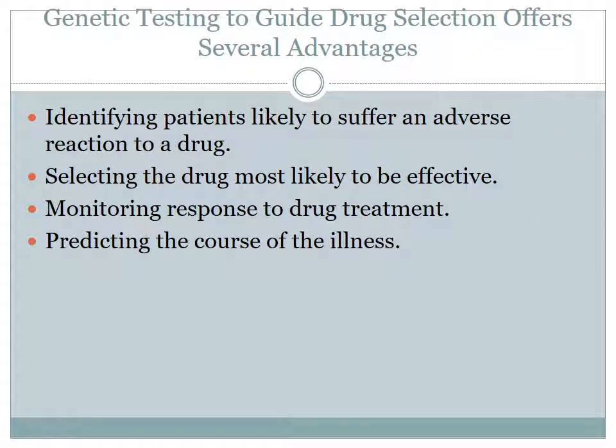Utilizing genetic testing to guide drug selection offers several advantages. These are identifying patients likely to suffer an adverse reaction to a drug, selecting the drug most likely to be effective, monitoring response to drug treatment, and predicting the course of the illness.